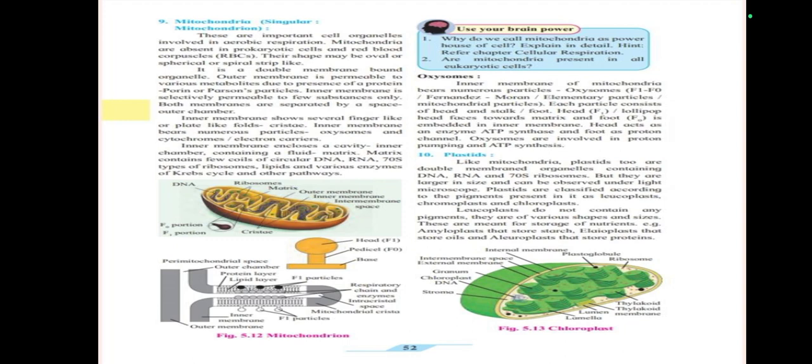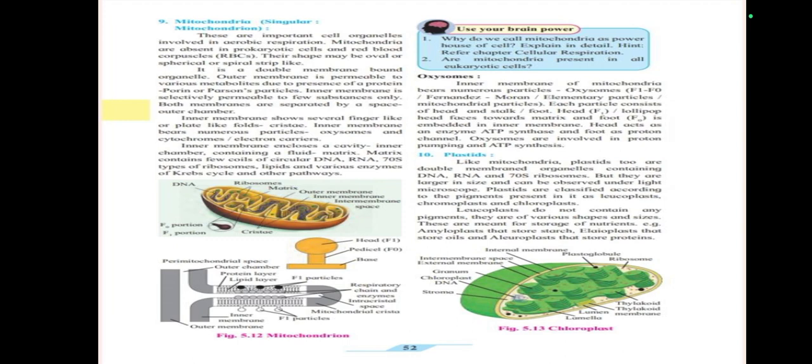Mitochondria, singular mitochondrion. These are important cell organelles involved in aerobic respiration. Mitochondria are absent in prokaryotic cells and red blood corpuscles, RBCs. Their shape may be oval, spherical, or spiral strip-like. It is a double membrane bound organelle. The outer membrane is permeable to various metabolites due to presence of protein porins and Parsons particles. The inner membrane is selectively permeable to few substances. Both membranes are separated by a space, the outer chamber.